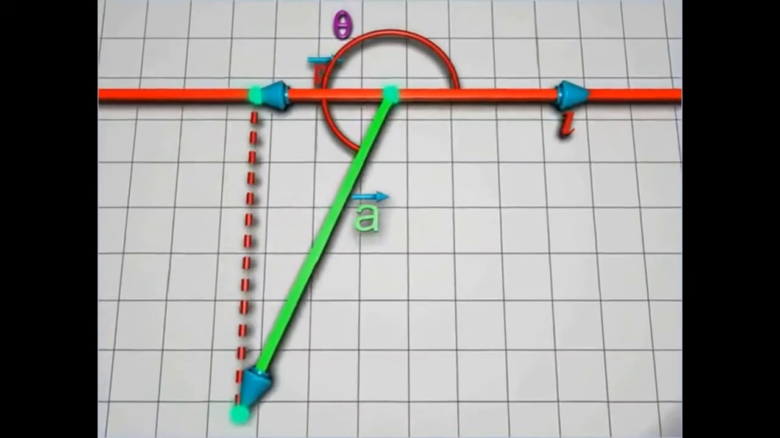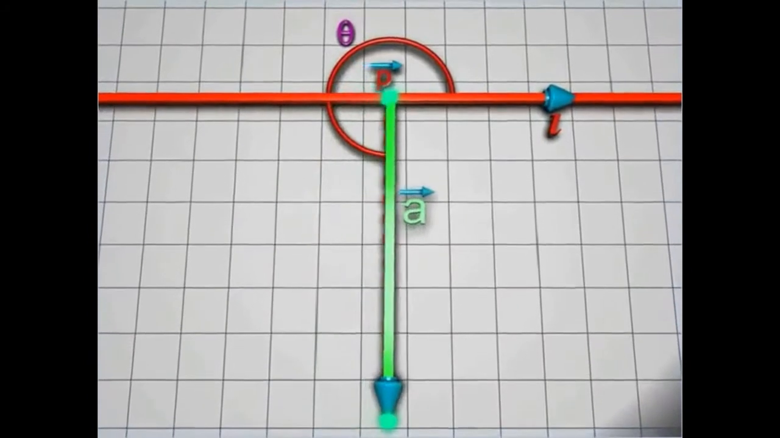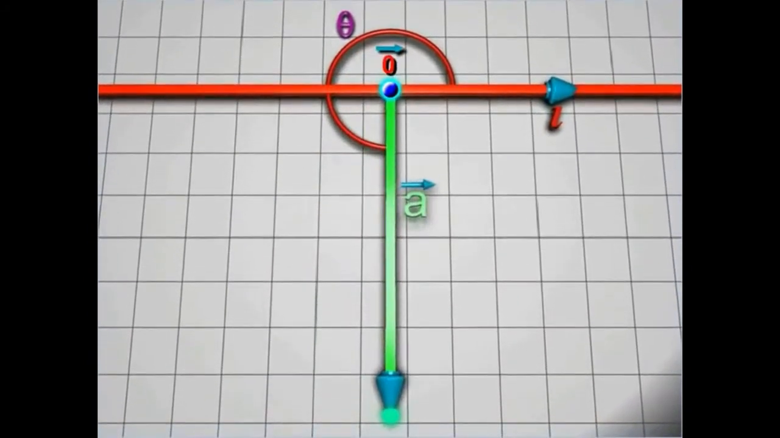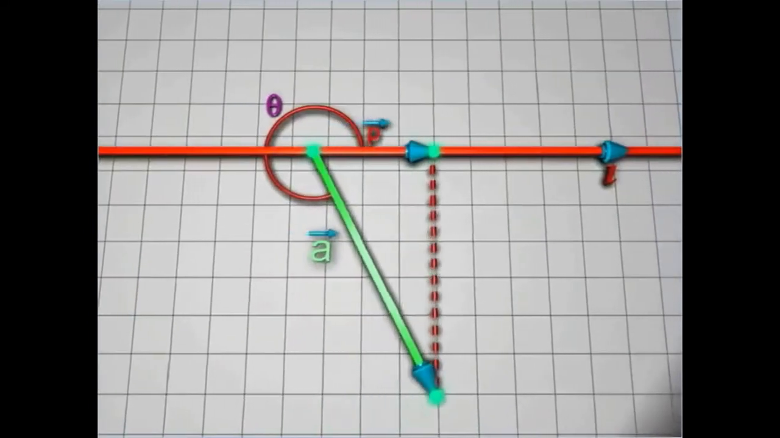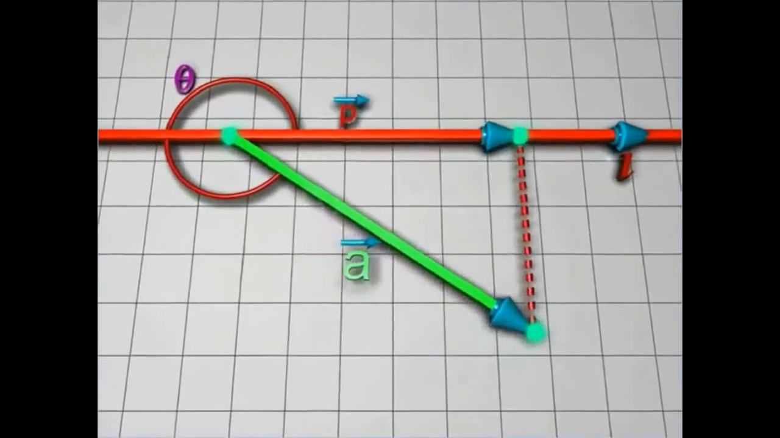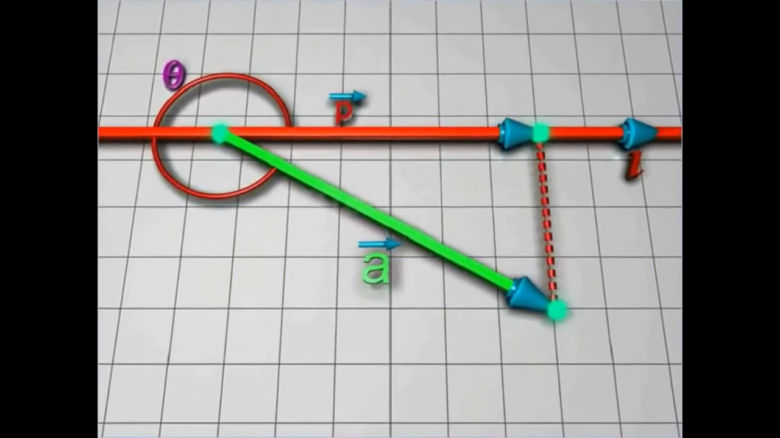Next, for theta equal to 270 degrees, projection vector of vector A is a 0 vector as value of cos 270 degrees is 0. Since cos theta is positive for values of theta between 270 and 360 degrees, the direction of the projection vector P is same as line L.